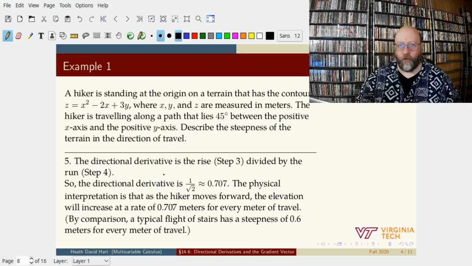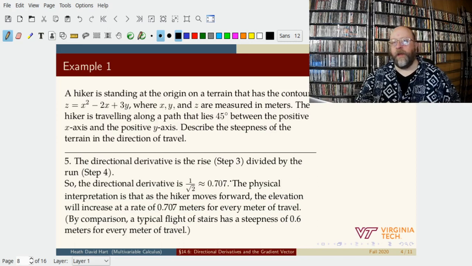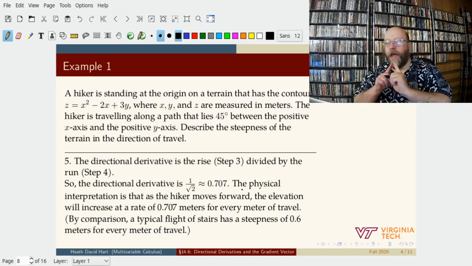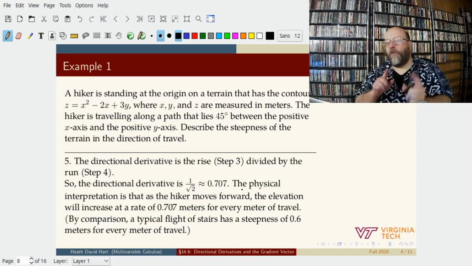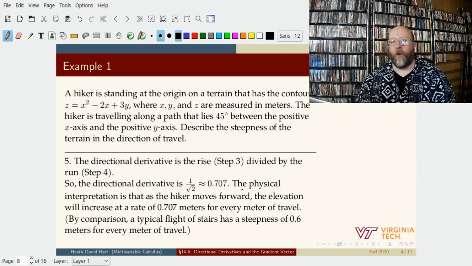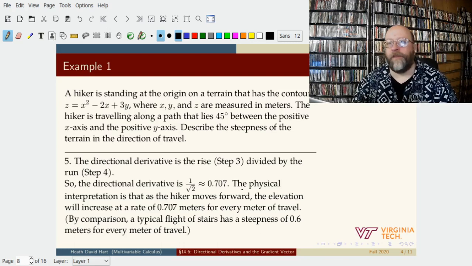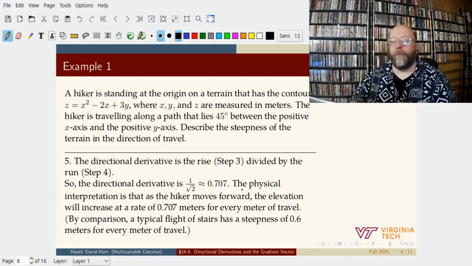And so the directional derivative, the slope, is rise over run, which is 1 over square root of 2, which is about 0.707, which means the physical interpretation here is that as a hiker moves forwards, the elevation increases at a rate of 0.707 meters for every meter the hiker has traveled forwards. If you want a comparison for how steep that is, it's slightly steeper than a normal flight of stairs. A typical flight of stairs has a steepness of about 0.6. Okay?